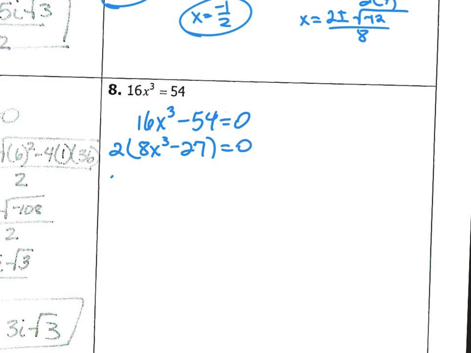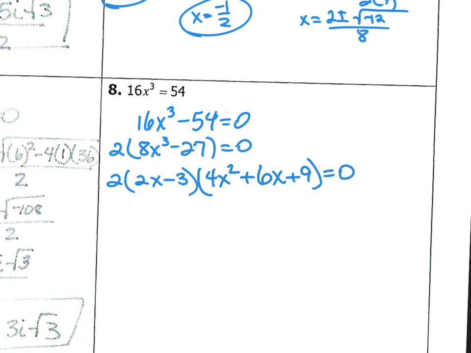And then we're going to factor this. So 8 becomes 2 because that's the cube root of 8. And then 27 becomes 3. And then in the second parentheses, you're going to have 4x squared, because you take the first term and square it. And then this time it's a plus. You multiply the two together to get 6x, and then plus 9.